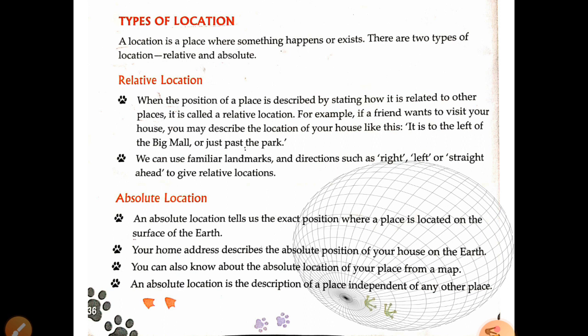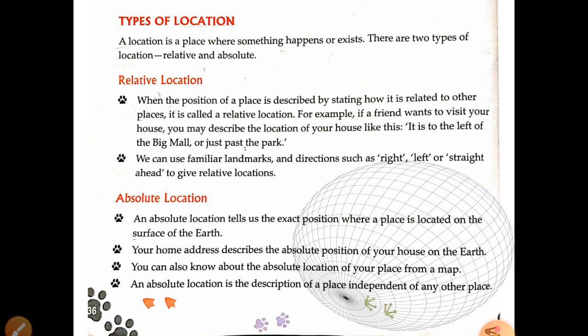So that is the relative location which I give to my friends who want to visit. Okay, so in this relative location, the directions and landmarks which we are using are right, left, straight and ahead. So that is the relative location. Here we are relating our place or any place with other places.